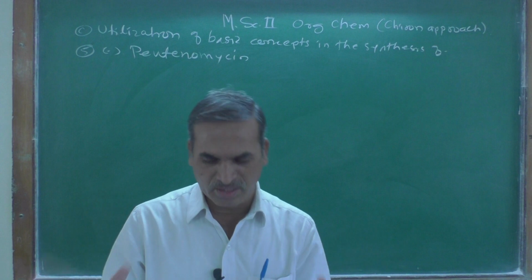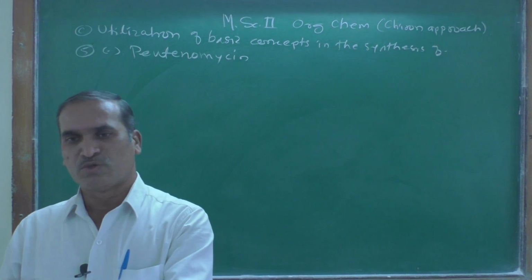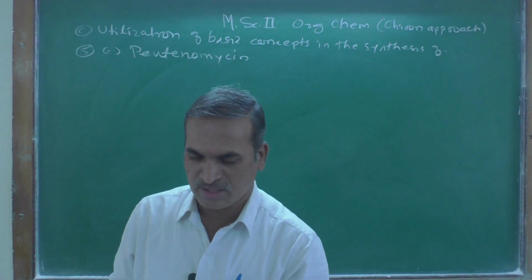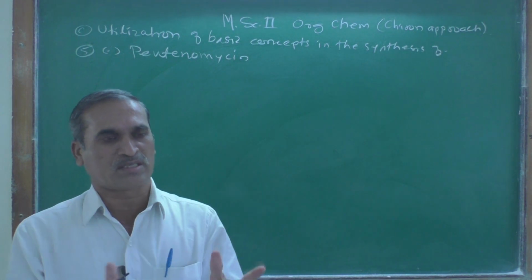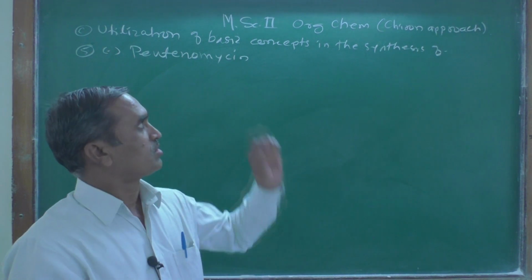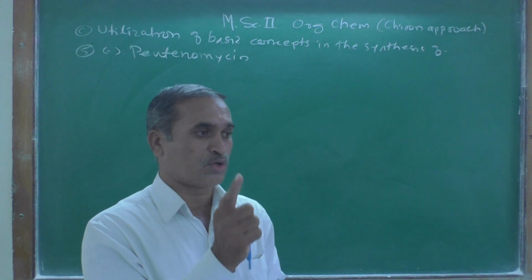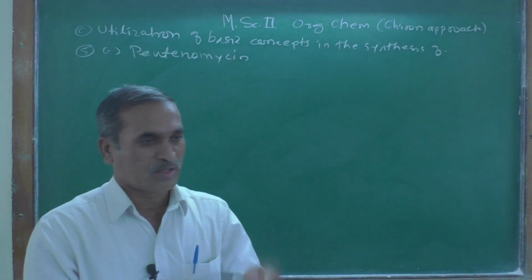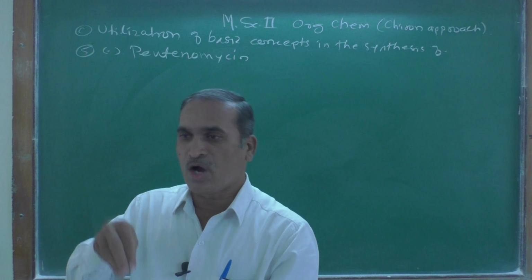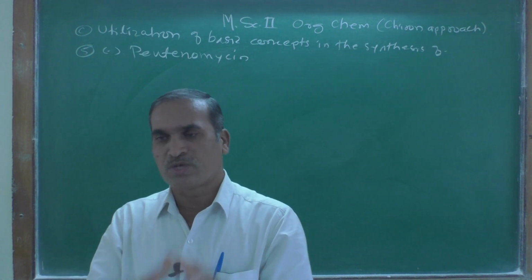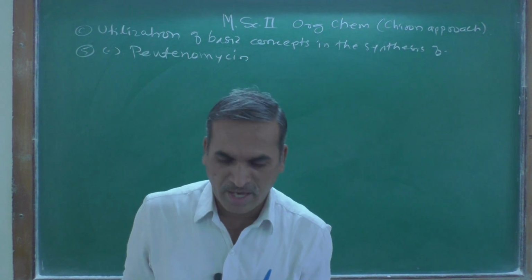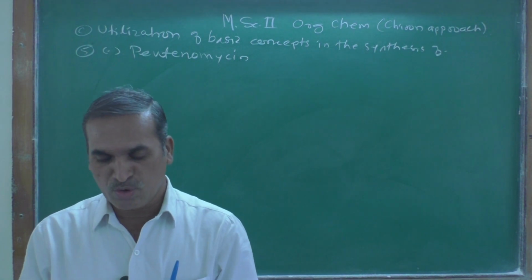Now the 5th one we are going to discuss today is minus Pentanomycin. It is one of the natural products, very useful from a medicinal point of view. Let us see what strategies are used for this natural product. Here the retrosynthetic strategy via the Chiron approach is generally adopted. Let us see some of the introduction regarding minus Pentanomycin.